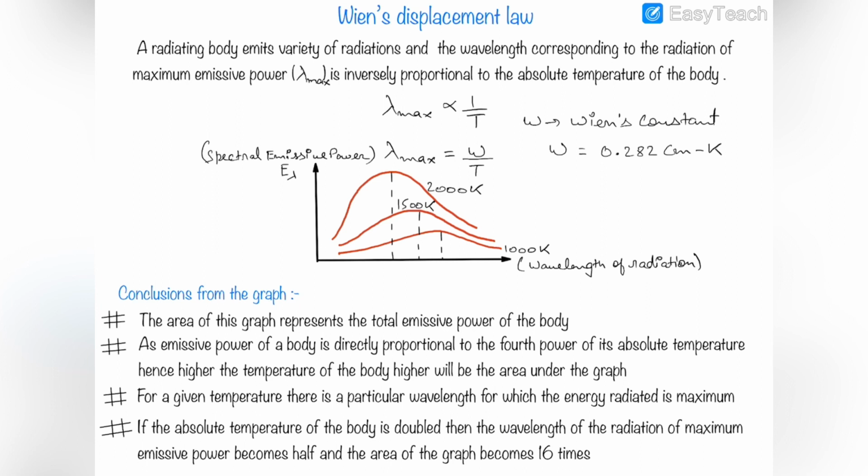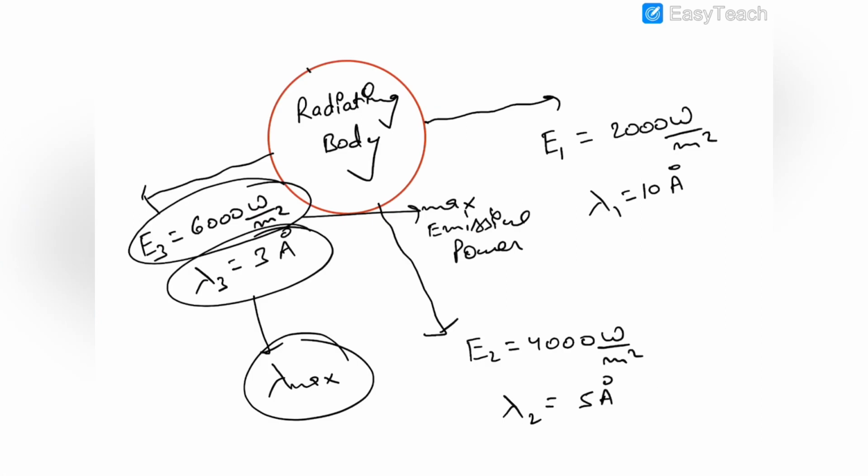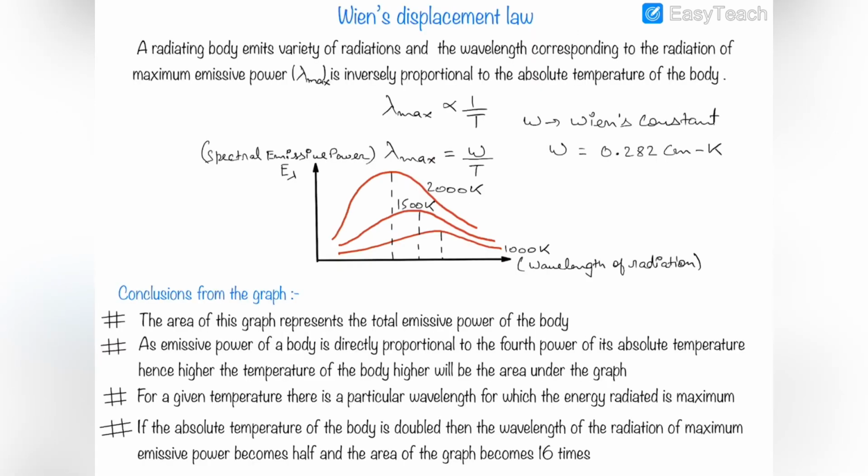And if we draw the graph between spectral emissive power and wavelength emitted by radiation. Now what is spectral emissive power? Now you can see that this is the total emissive power of this radiation. So if I divide this emissive power by this wavelength, then it would be the spectral emissive power of this wavelength. So now you can understand that the spectral emissive power is the emissive power of a particular wavelength per unit of that wavelength. Okay, so this is spectral emissive power.